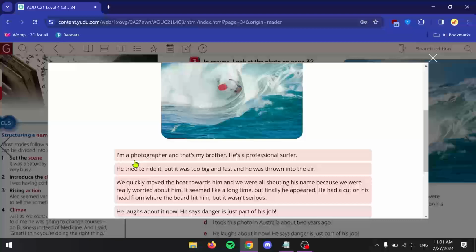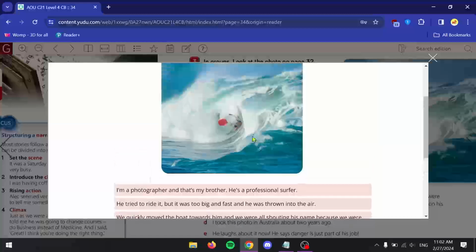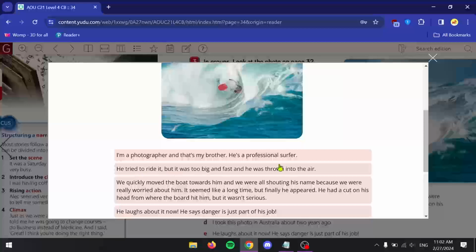All right, so we have, I'm a photographer, and that's my brother. He's a professional surfer. This is introducing the characters. We want to set the scene, you guys. So the scene looks ocean, waves, surfboarding.